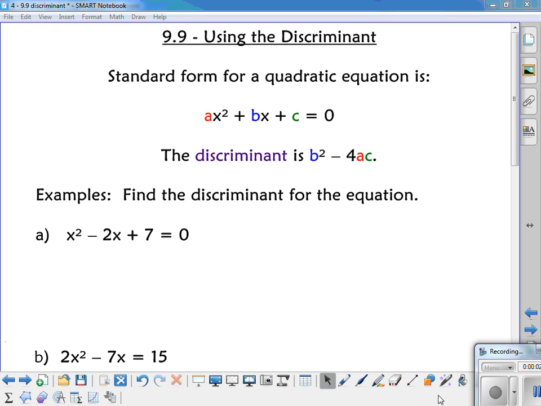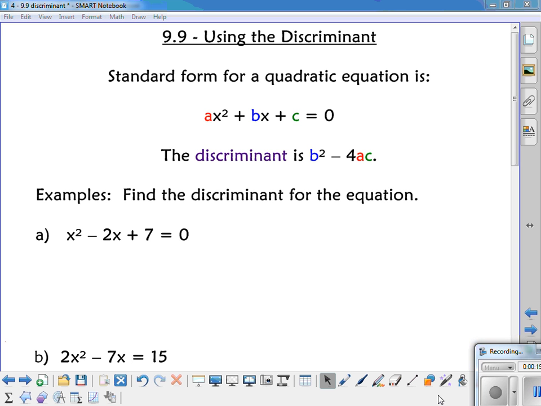Okay, so what we're going to do today is learn how to use the discriminant to determine how many solutions or x-intercepts or roots an equation has. Those words can be used interchangeably, and when we get to the next slide, we'll put all that down.